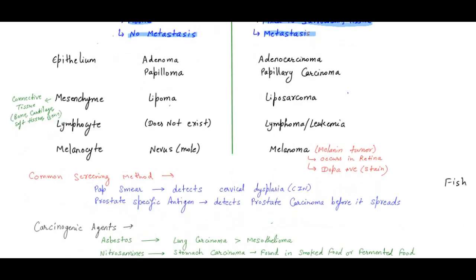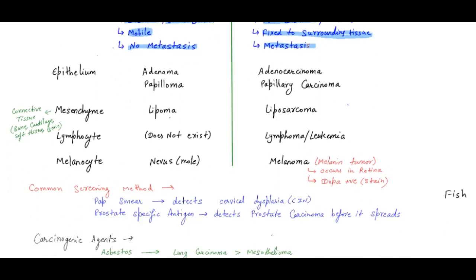Now remember the different tumors: epithelium, mesenchyme, lymphocytes, and melanocytes. If you talk about the epithelium, the benign tumors are adenoma and papilloma. Adenoma: what does adeno mean? Adeno means glands, and oma is the benign tumor. So the glandular tumor is adenoma. And what is the malignant form of this? That is adenocarcinoma.